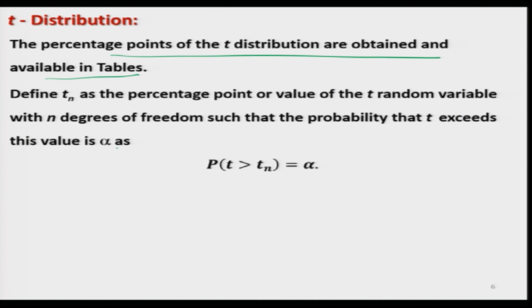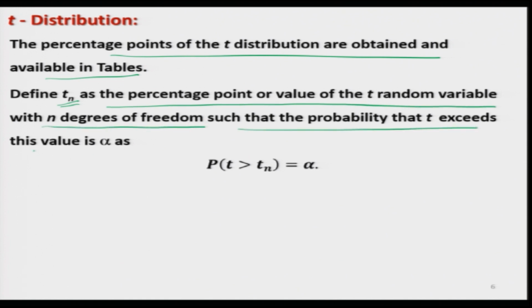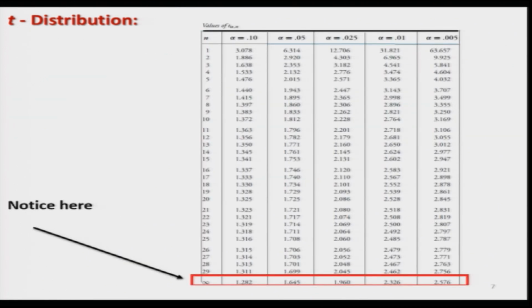So, if we define this quantity T n as the percentage point or value of the t random variable with n degrees of freedom, such that the probability that t exceeds this value is alpha. That means the probability that t is greater than t n is equal to alpha. Now, these probabilities are computed and available in most statistics books in the appendix, and these tables look like this.